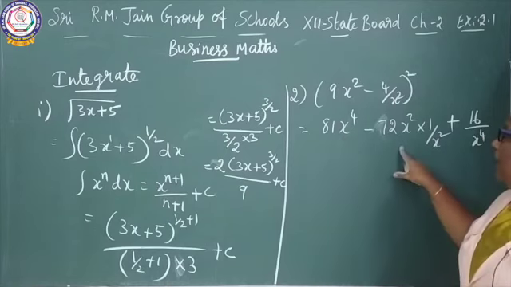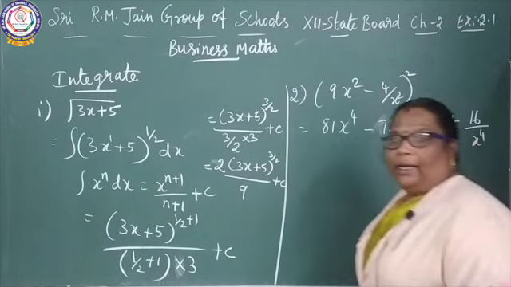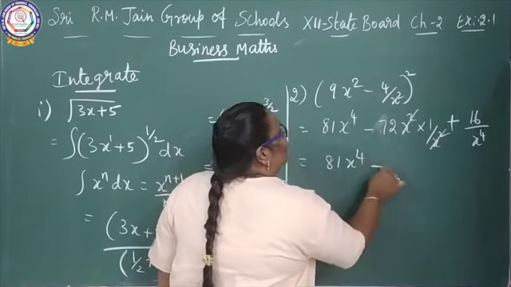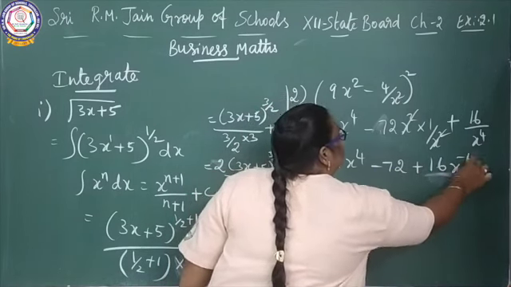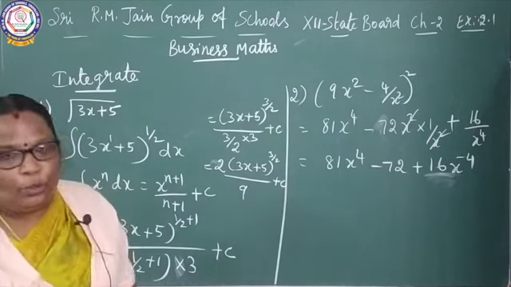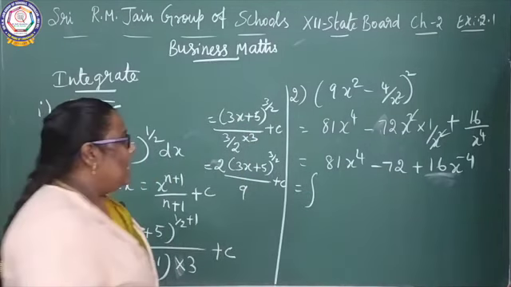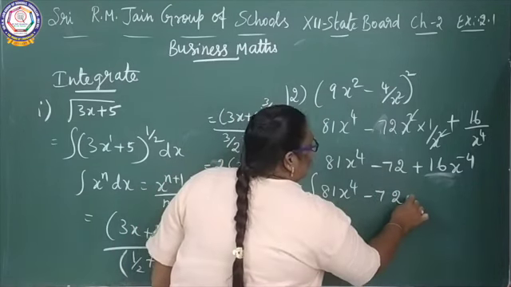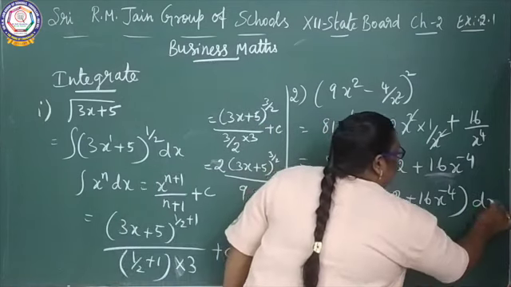So a square minus 2ab plus b square, where x square gets cancelled. What is the value? 81x power 4 minus 72 plus 16x power 4 in the denominator, which I can write as x to the power minus 4 by bringing the denominator value to the numerator. Now integrate 81x power 4 minus 72 plus 16x power minus 4 into dx.